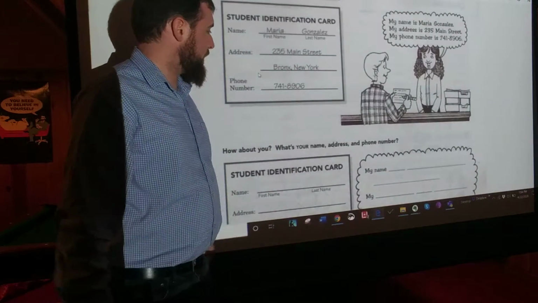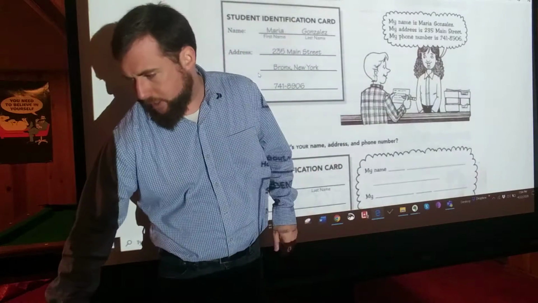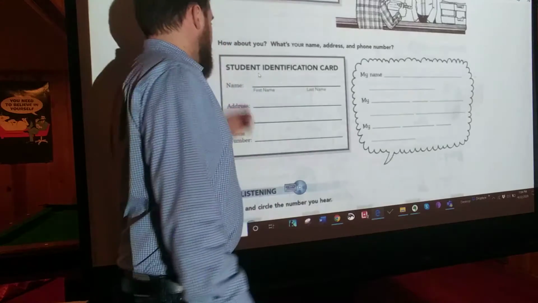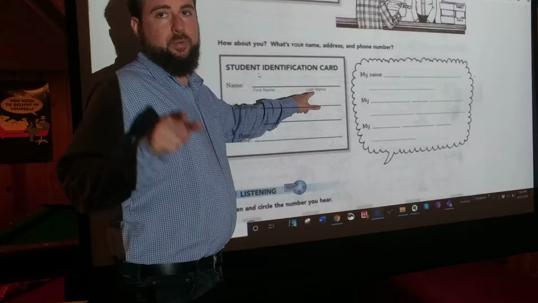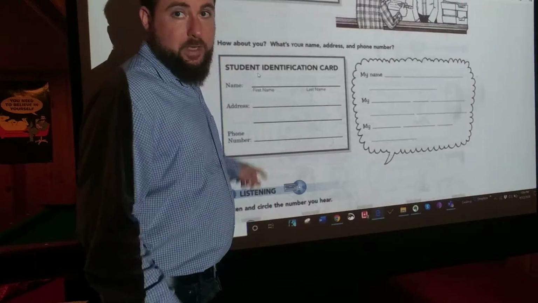Okay? So why am I telling you all this? Because you're going to have to make your own student identification card. See right here. See where it says first name, put your first name. Last name, put your last name. Address, put your address. You get it?